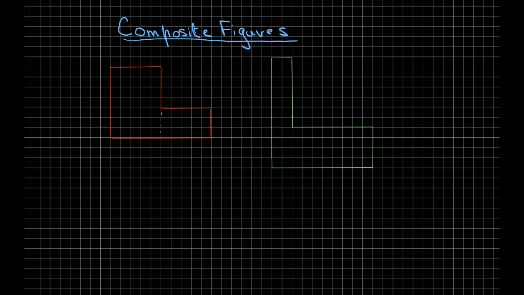So you can think of this as a composite figure, and you can think of this maybe as a composite figure like this. So you can think of this as a composite of two rectangles. Now we want to find out the areas and perimeters of these composite figures.